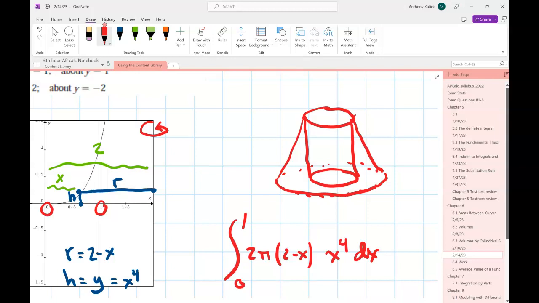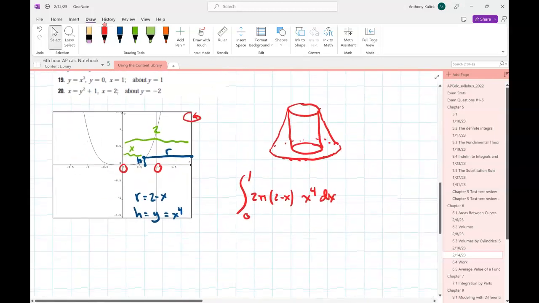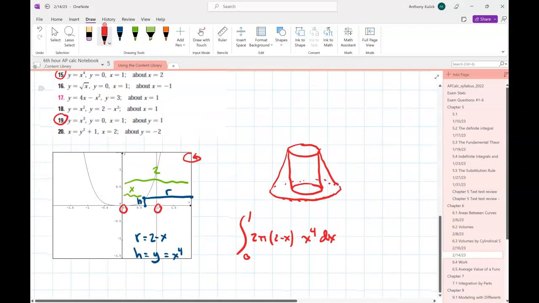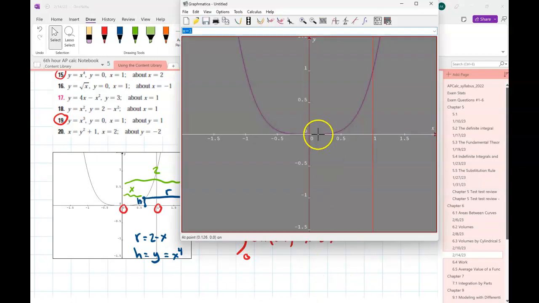Victoria? Could you do 19 on that same? Yeah, sure. This is 6.3 we're doing right now. So again, I'm going to use the computer here to generate my pictures. And then let's put in y equals 1 there for me.